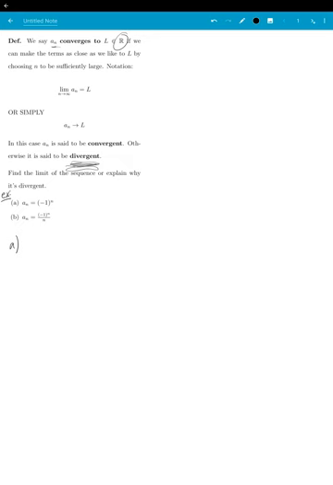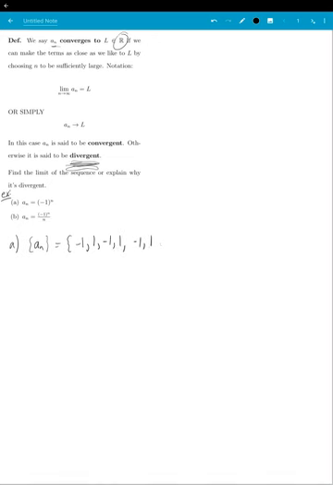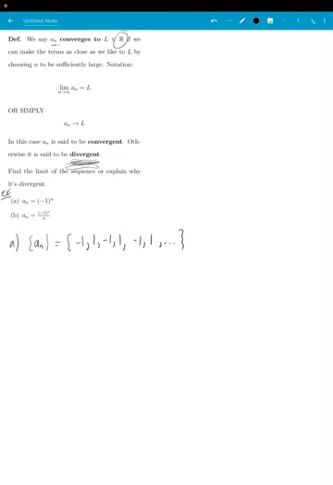Okay, a_n starts with -1, then 1, then -1, then 1, then -1, then 1. It does not matter how large I take n to be. The sequence is not approaching anything, right? It's just oscillating between -1 and 1. So here we'd say divergent, and maybe in brackets here we'd say, two L's, why not? Oscillating.